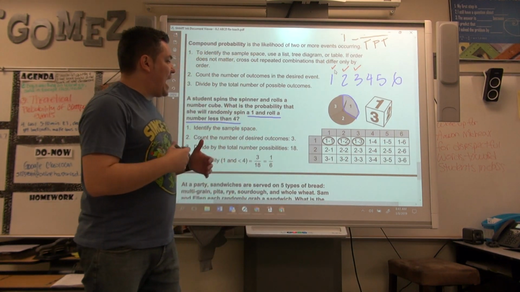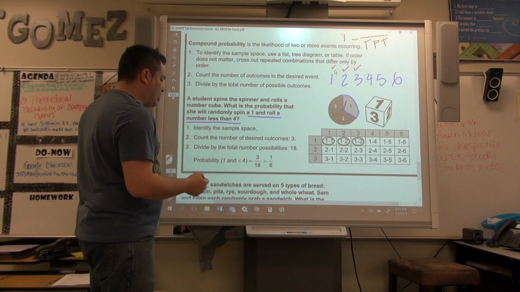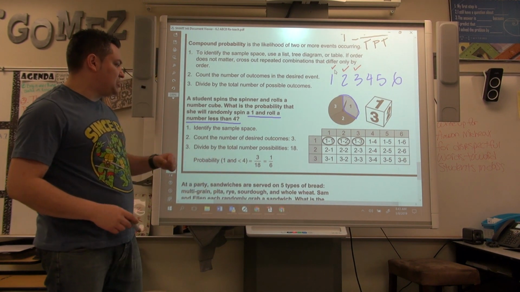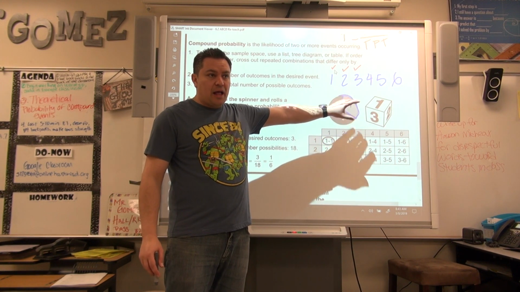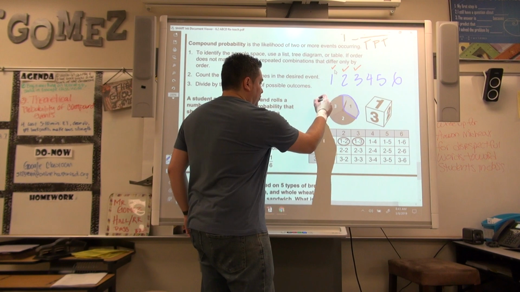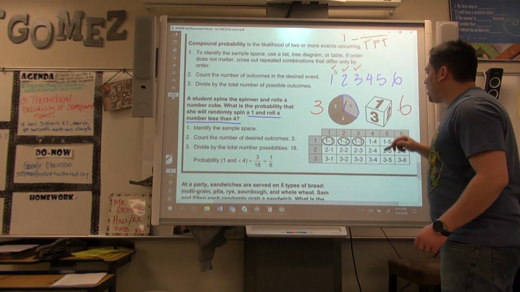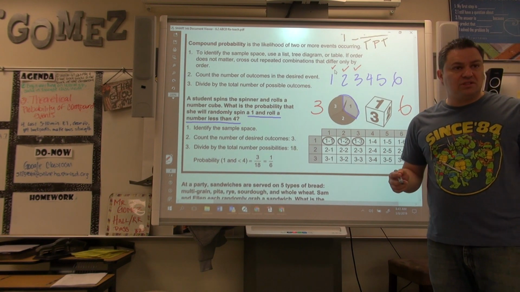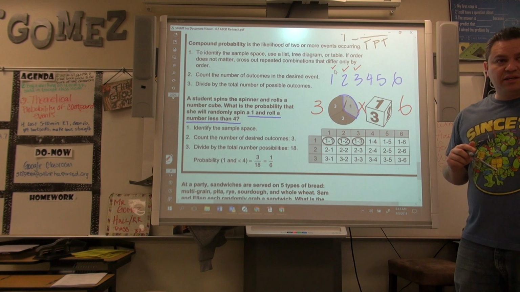So what's going to happen when we fill it out is the possible outcomes are going to be divided by the total number of possibilities. We have 3 things on the spinner, remember? And how many do we have on the dice? 6. So we have a total of 3 here and a total of 6 over here. What do we do to get the total possible outcomes? Multiplying. So 3 times 6 is 18.